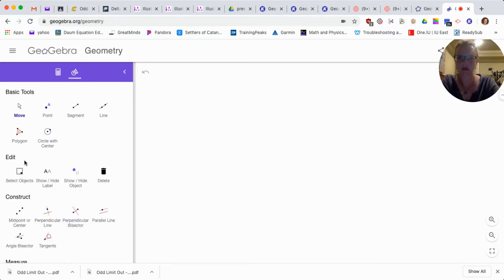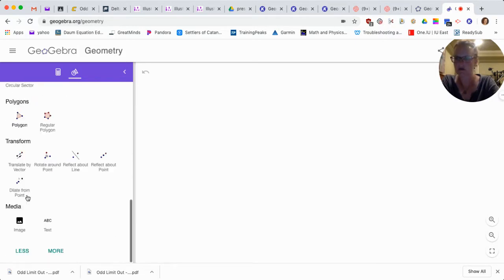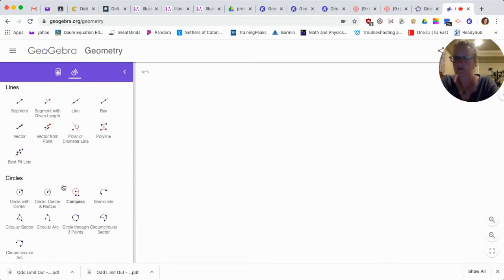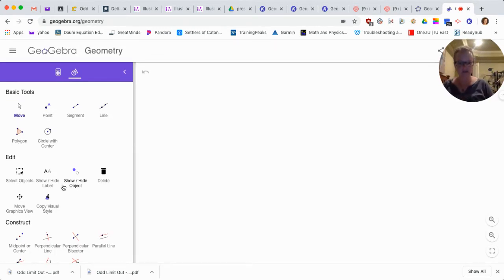I'm straight in GeoGebra. I'm opening up more. I think that's everything, just in case. All right, so let's do this. I'm going to look at your instructions. It says draw a segment. Label the endpoints A and B.